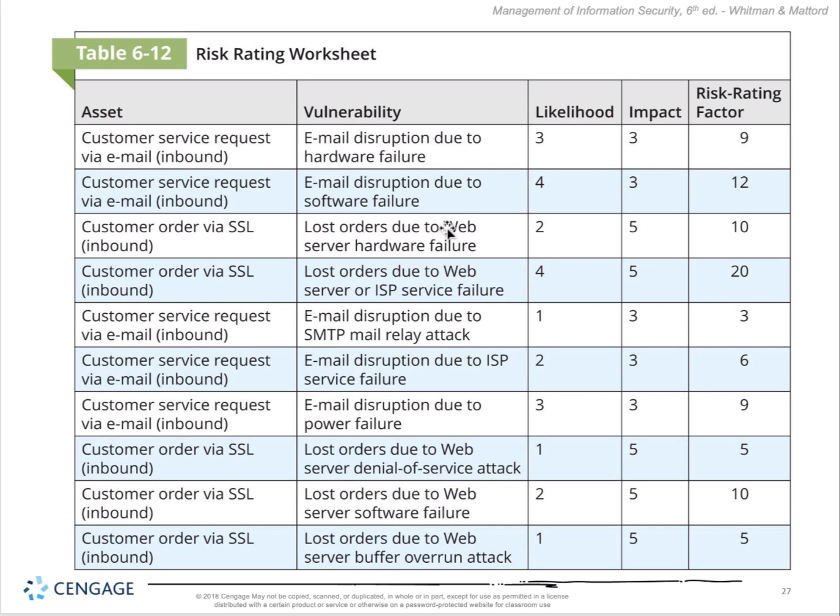And here's just another risk rating worksheet example. Just an example, but a practical example. Observe that here we have the assets, we have the vulnerability, we have the likelihood of that vulnerability being exploited, and we have the impact in case that vulnerability is indeed exploited. That will give you the risk rating factor.